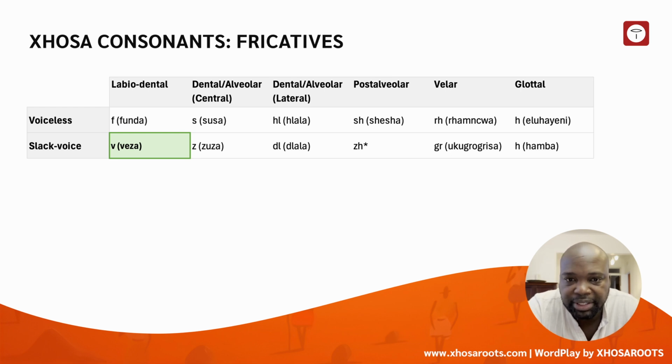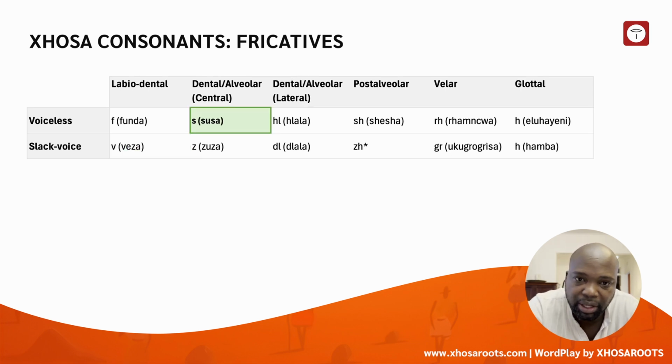Moving on to the next one, the dental alveolar ones, the central dental alveolar fricatives. We again have the voiceless. An example is susa, remove, or take away. The slack voice version is zuza, which is gain.